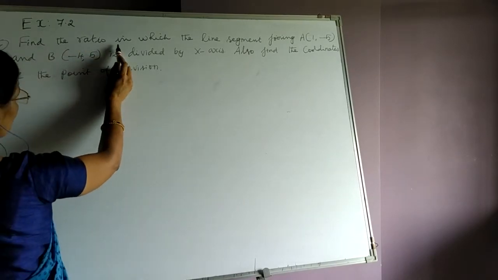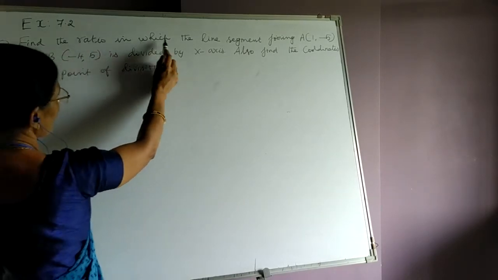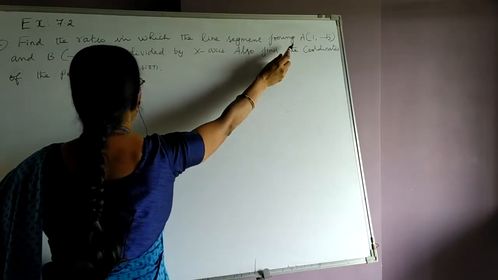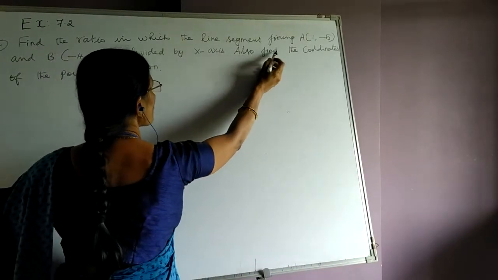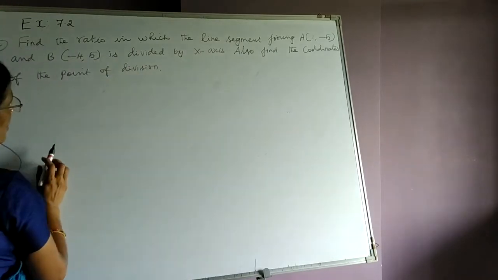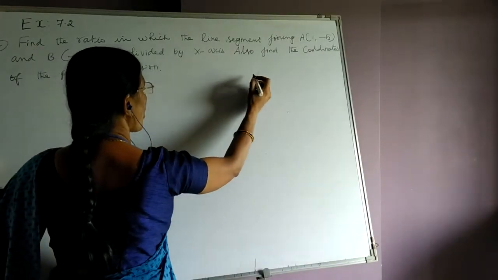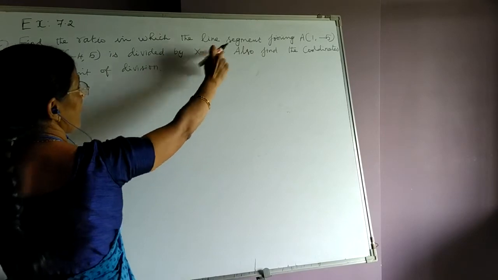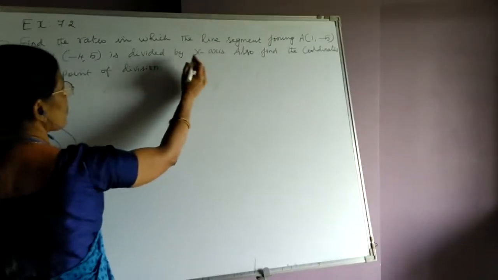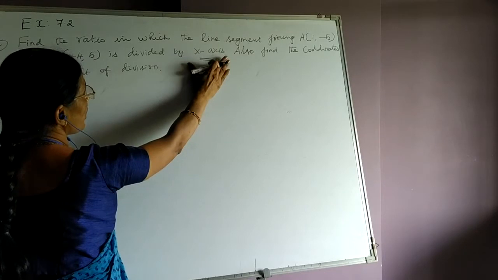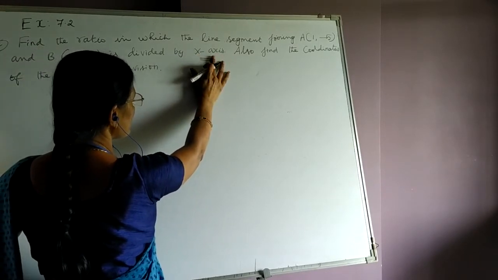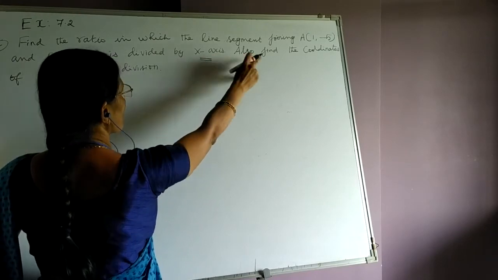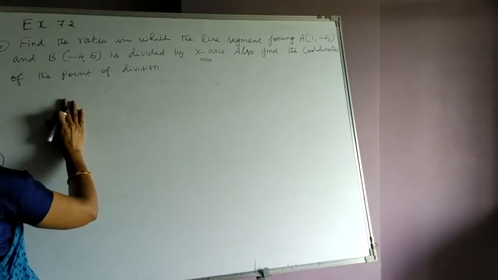Find the ratio. So m1 is to m2 is asked, in which the line segment joining A (1, minus 5) and B (minus 4, 5) is divided by the x-axis. Also find the coordinates of the point of division. So a point on the x-axis divides the line segment AB. Because it's a point on the x-axis, we know any point on the x-axis is of the form (x, 0), meaning the y coordinate is 0. So using this, we are also going to find out the coordinate of the point of division.